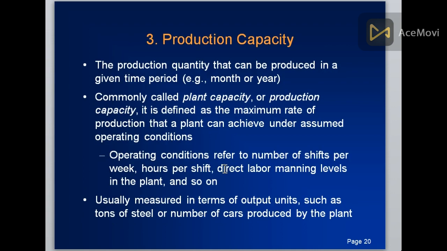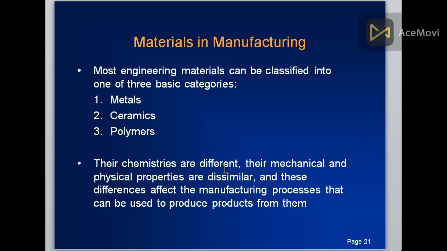Production capacity is the production quantity that can be produced in a given time period, for example a month or a year. That is the same as above. There are different materials that we use in manufacturing. Some are metals, ceramics, polymers. We are just going through an introduction. We will study all these things in the near future in other videos.